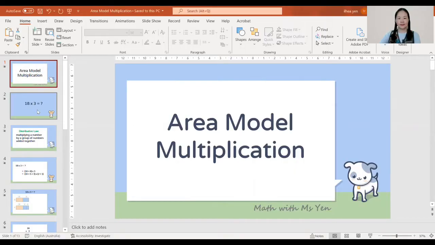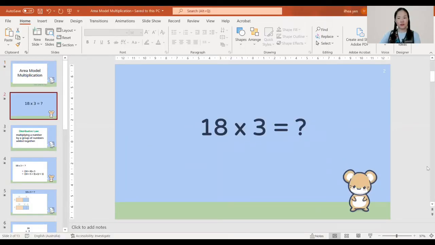Hi everyone, today we're going to do multiplication using area model. Now 18 times 3, how do we do this? Let's have a look at this distributive law.